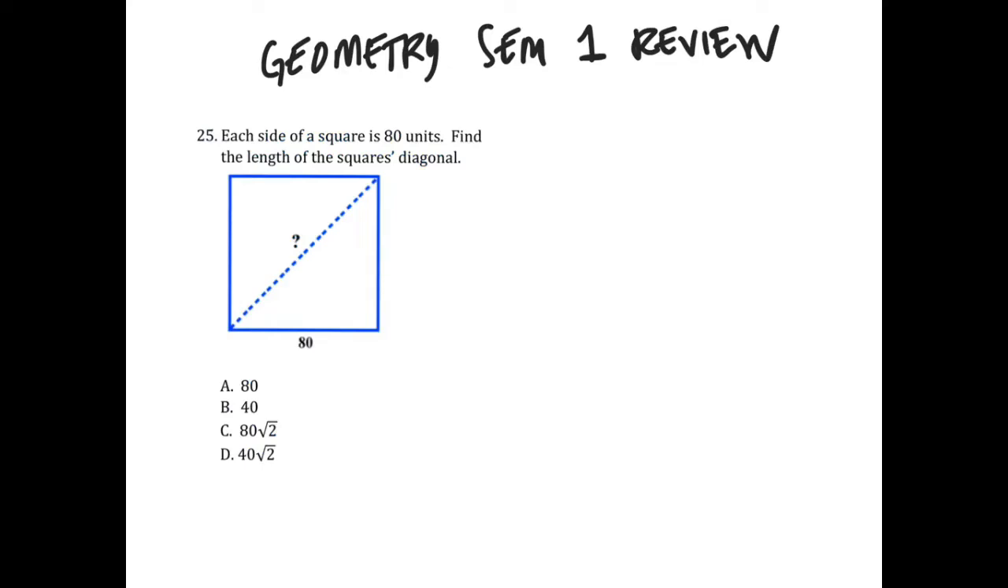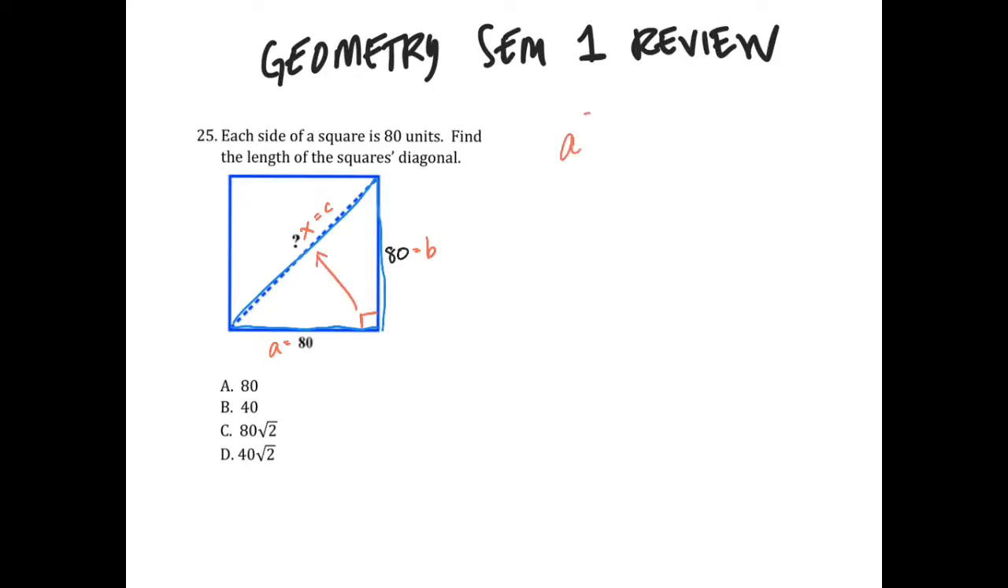Question 25 says that each side of the square is 80 units. So this side is 80 units, and this side is 80 units, and that side is 80. They're all 80 units, and it's a square, so I know that these are right angles. It asks for this missing length. So you can see that the diagonal of that square makes a right triangle. I'm going to label this A, this B, and this side will be labeled C because it's across from the right angle.